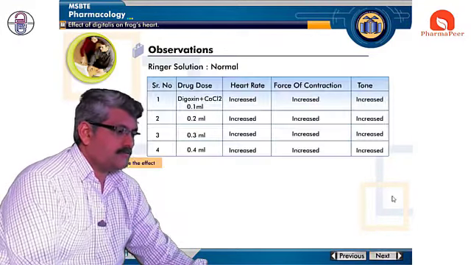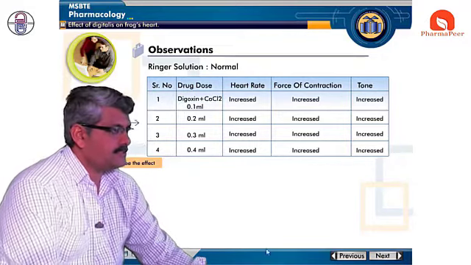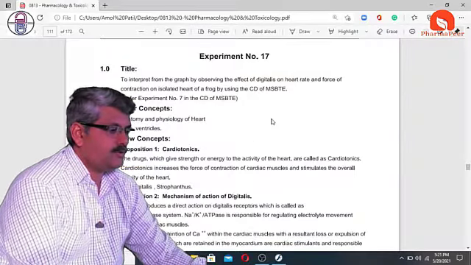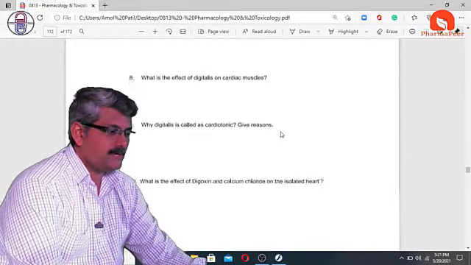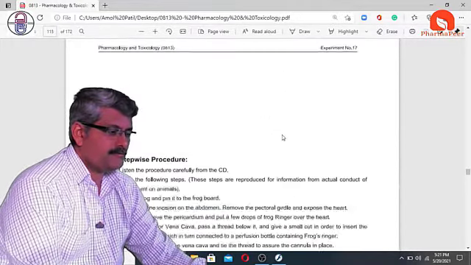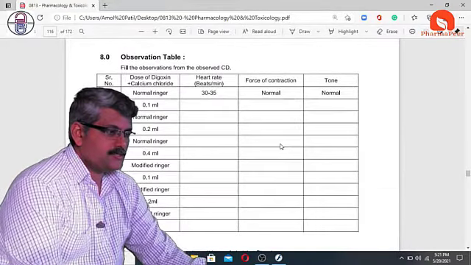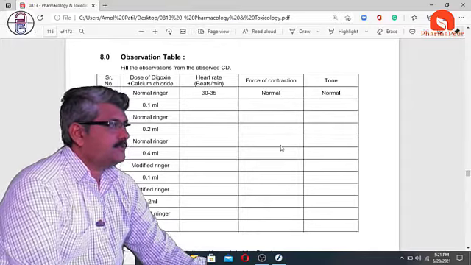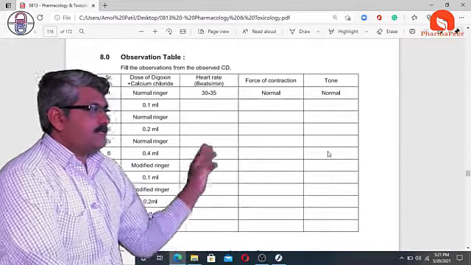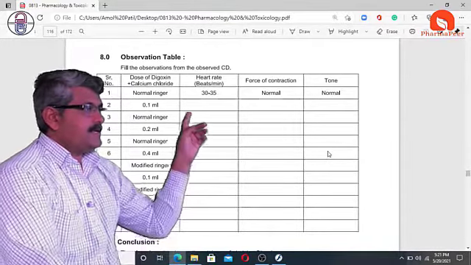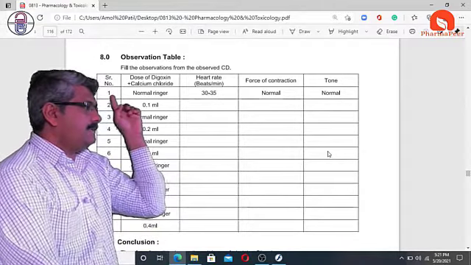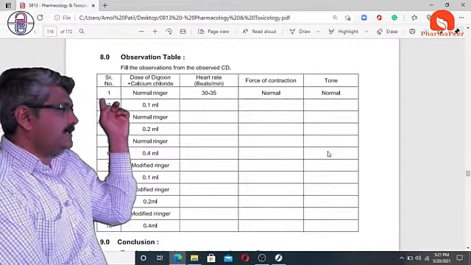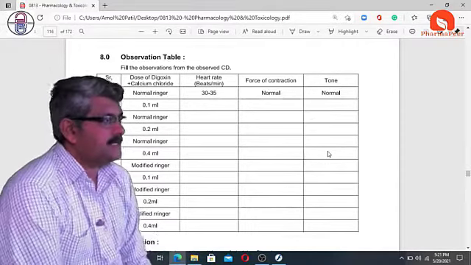So let's see the observation table. We have two different observation tables that we have to write in your manual. If you see here on this page, this is the observation table, from serial number 1 to serial number 12. Here the serial numbers are there.